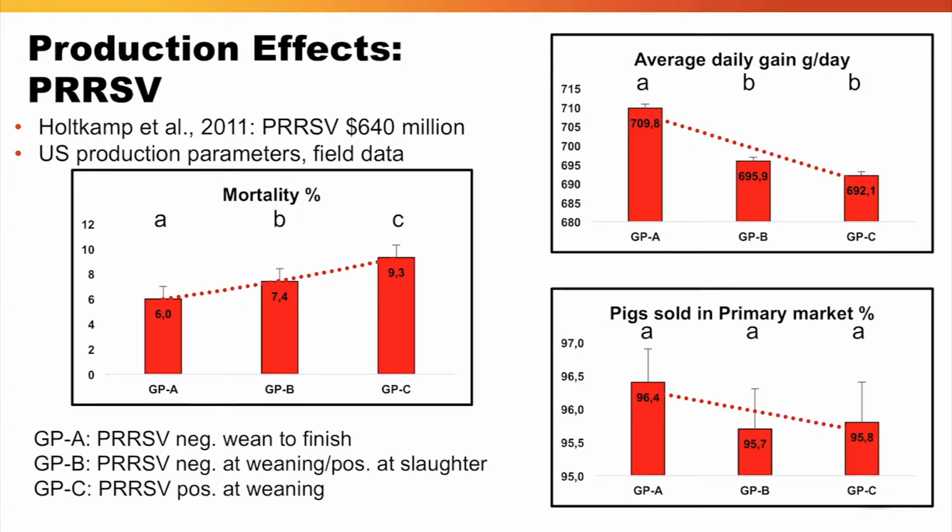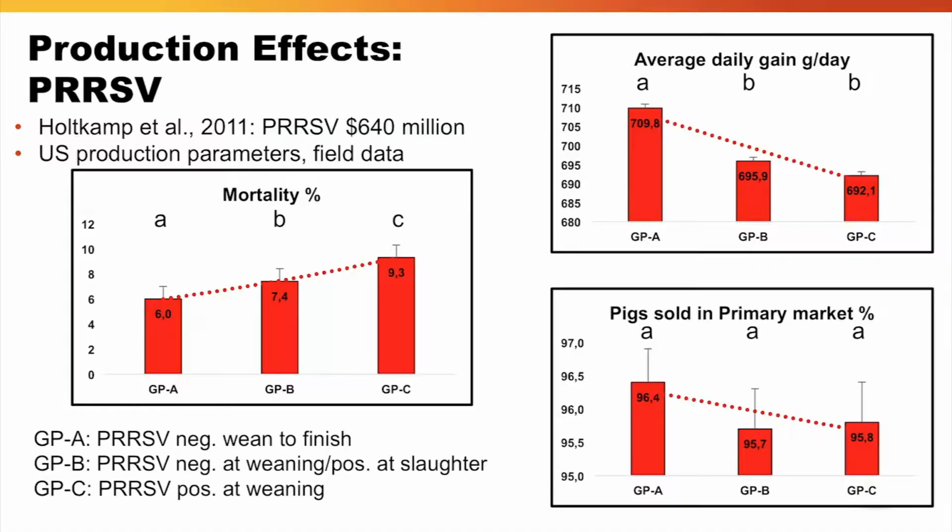So we know that PRRS can definitely have an effect on resilience and production. Holtkamp's study in 2011 estimated the cost of PRRS to the U.S. at $640 million. This was based on field data looking at a large number of U.S. production systems. I think there were over 80 breeding farms and maybe 390 groups of pigs keeping track of their production data. Focusing more on the wean to finish pigs, if you look at the three graphs presented here, the group A pigs would be those that were PRRS negative from weaning to finish, so they did not have a PRRS challenge or burden throughout their production phase.